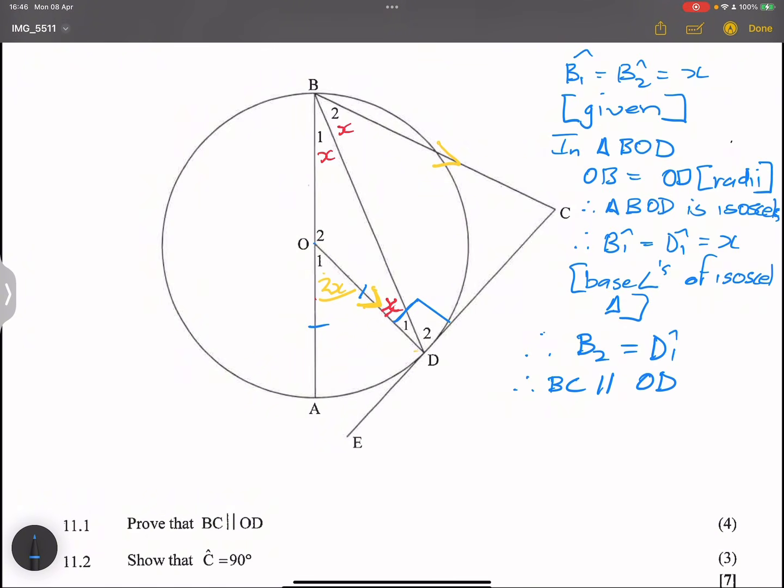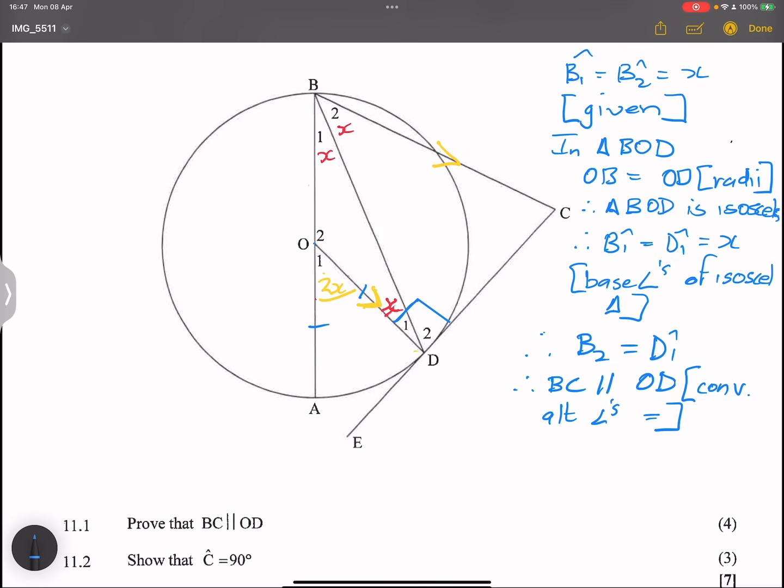Why? Why are they equal? Because in this case, alternating angles are equal. So the converse of alternating angles are equal. So note, ladies and gents, we proved alternating angles equal and therefore concluded that the lines are parallel. All right, so that is what is required.